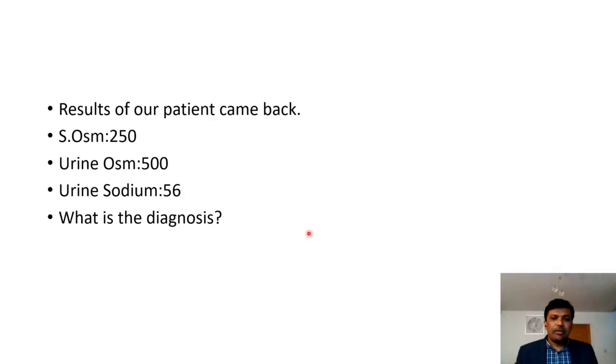So you remember our patient who is still in ED, her condition is getting better, she's more conscious, alert. So we were waiting for her blood results. It came back showing a serum osmolality of 250, urine osmolality of 500, and urine sodium of 56. So what would be the diagnosis? So we take a moment to pause the video and think about the diagnosis.